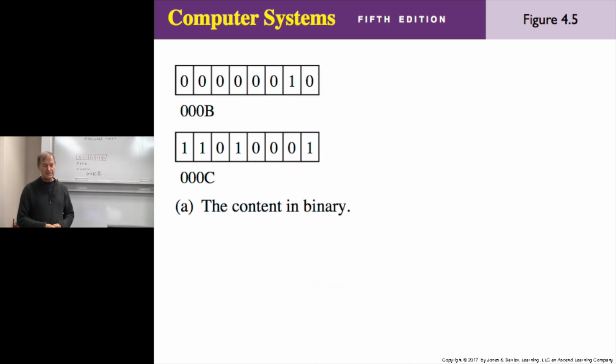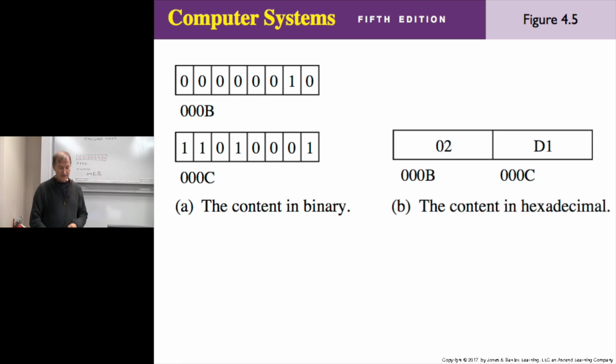Now, here's Figure 4.5. Here comes another consolidation. In Figure 4.5a, we have the content of 2 cells in binary. Do you see what we're saying here? Address 000b contains 00000010, and then the content of the next byte at address 000c is 11010001. How does everybody see that that's the first thing?